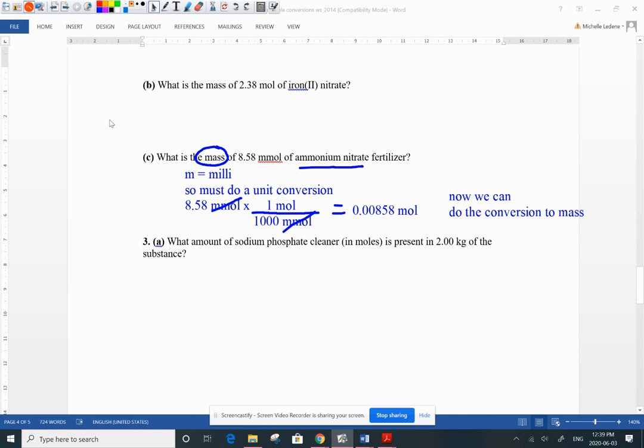So we're asked to find the mass of this compound that's found in fertilizer. And we've got to take these millimoles, and remember back to when we did this at the start of the year, and we have this in our data booklet as well, there are 1,000 millimoles in 1 mole. So we've got to cancel out millimoles to get moles. Once we have our moles, now we can go and set up our conversion following those same steps. So remember, you have this in your data booklet, right? It's 8.58 divided by 1,000. There's 1,000 millimoles in every 1 mole.